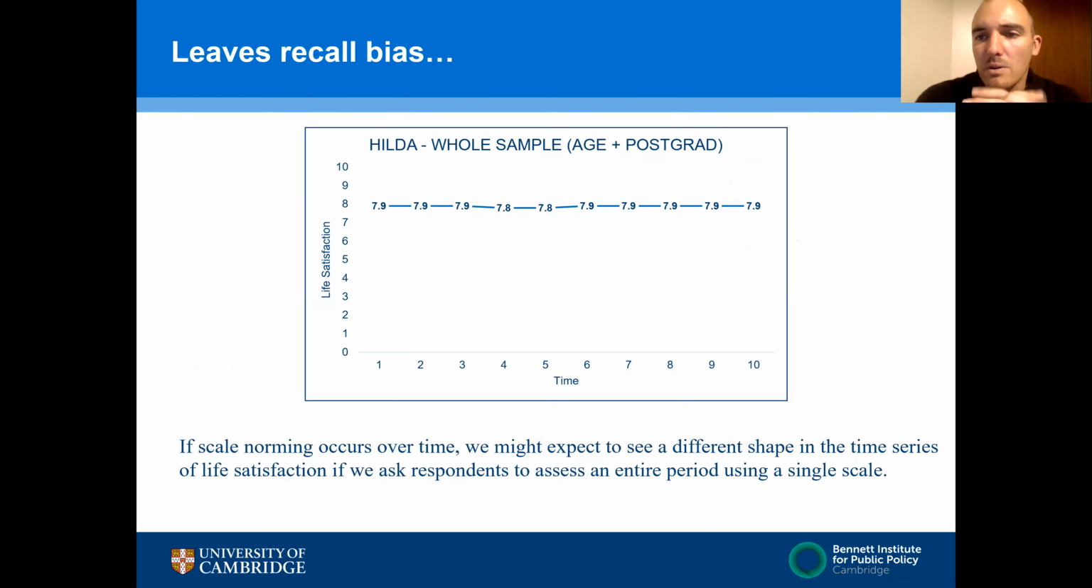So I'm going to show you an experiment that I've run that I hope controls for recall bias to some extent at least. And we still find scale norming. The intuition for this experiment is the following. When you're doing longitudinal studies of life satisfaction, you ask people every year their life satisfaction on a scale from 1 to 10 in the case of HILDA, and then you plot these responses against each other in a time series. And that's what I've represented here on this graph.